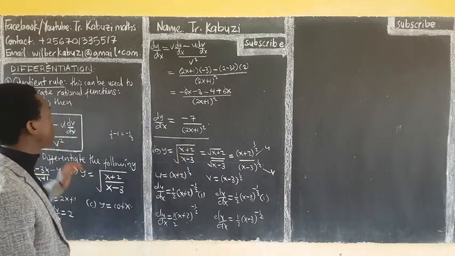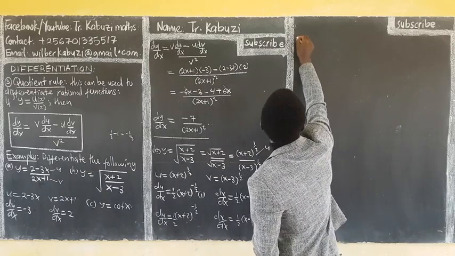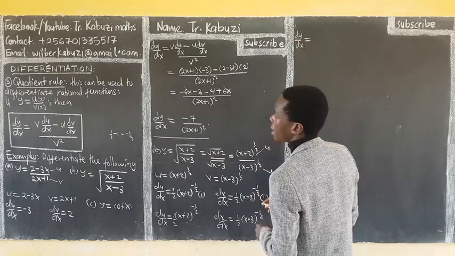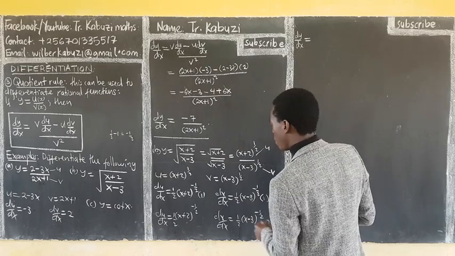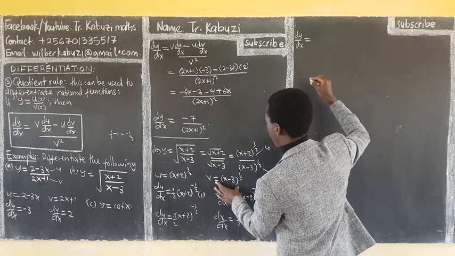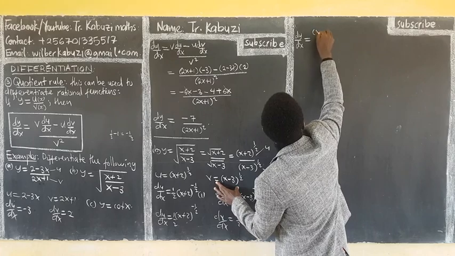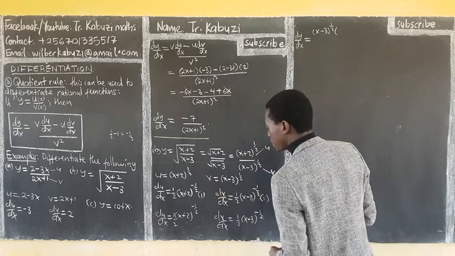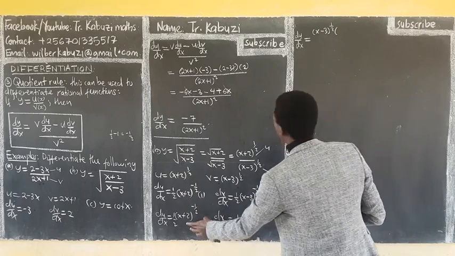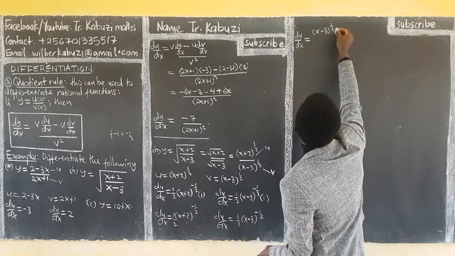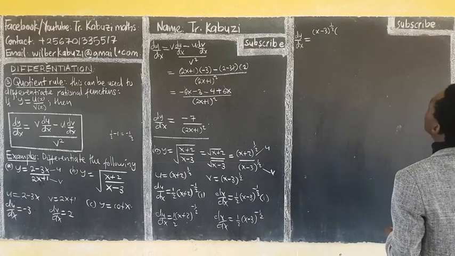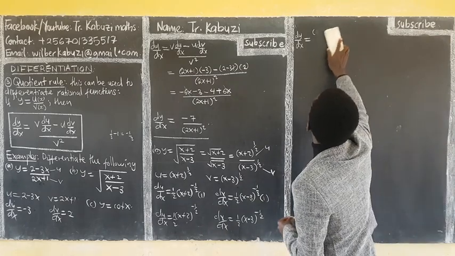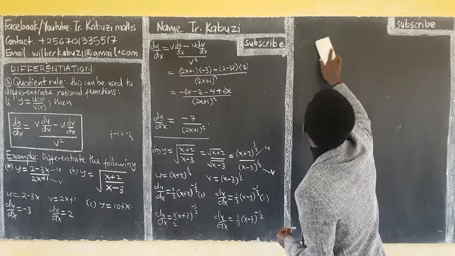Now substitute into that formula. So that now my dy/dx will be v, which was x minus 3 power half, into du/dx. Our du/dx is here. I don't think it's very fit here, so allow me to clean this so that I can write it a bit below.